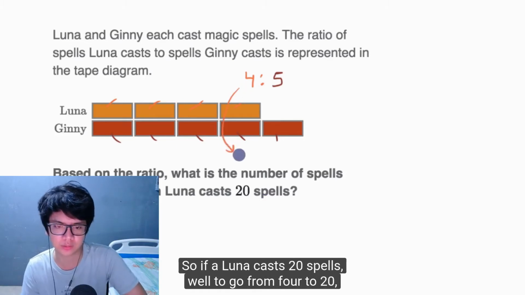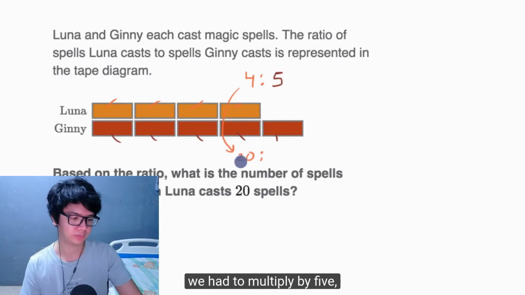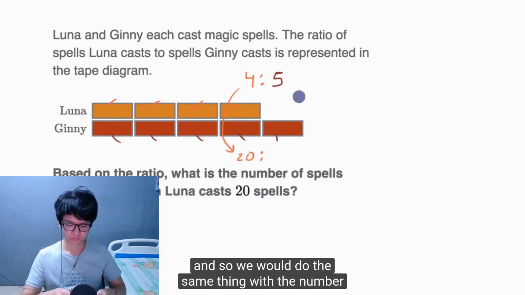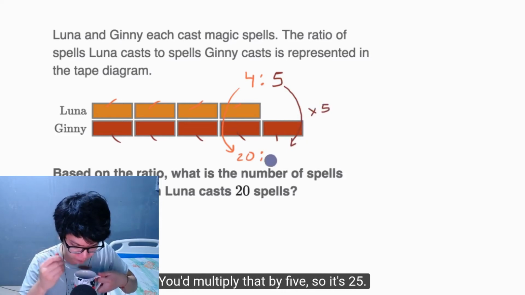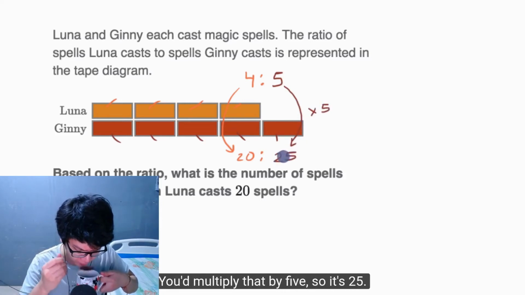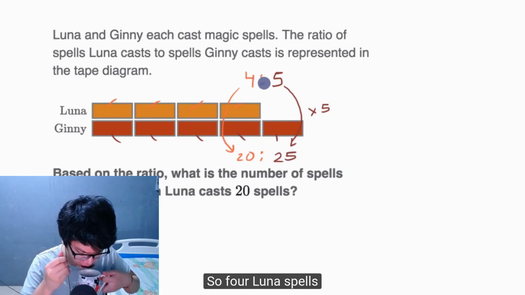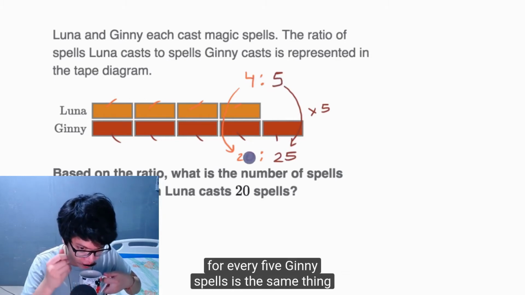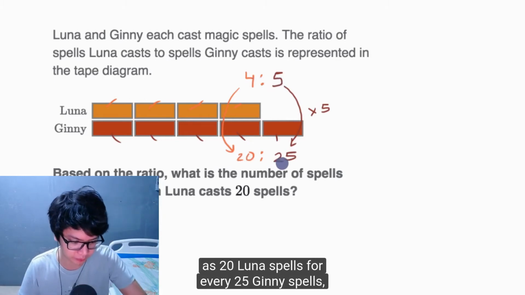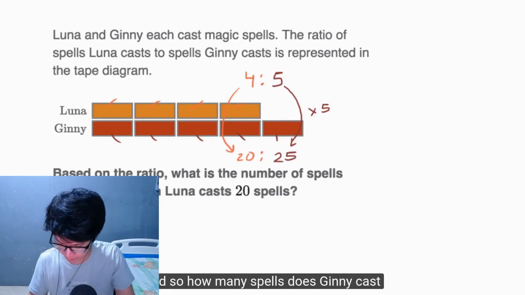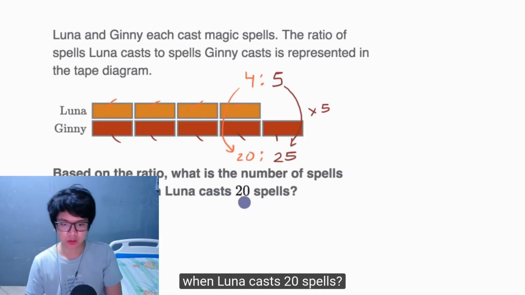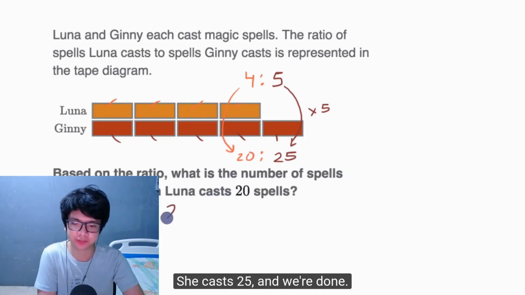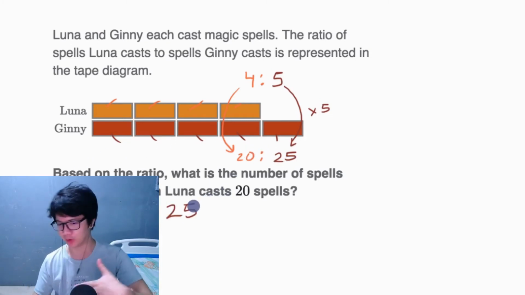If Luna casts 20 spells, well, to go from 4 to 20, we had to multiply by 5. And so we would do the same thing with the number of spells Ginny casts. You'd multiply that by 5, so it's 25. So 4 Luna spells for every 5 Ginny spells is the same thing as 20 Luna spells for every 25 Ginny spells. And so how many spells does Ginny cast when Luna casts 20 spells? 25. She casts 25. And we're done.